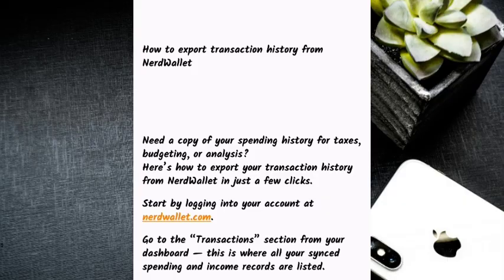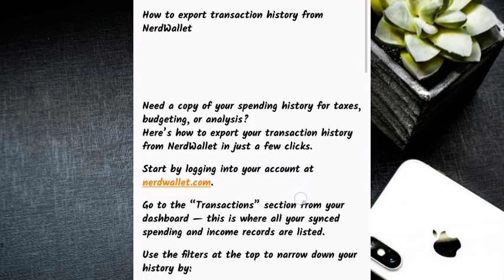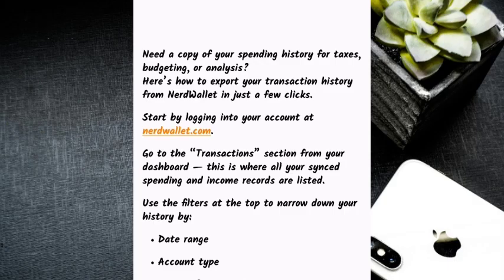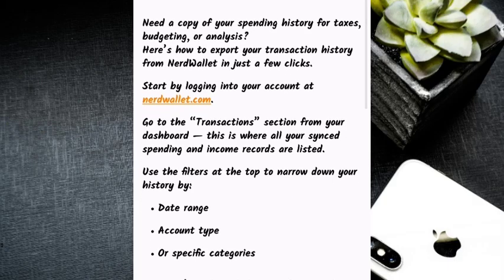Start by logging into your account at nerdwallet.com and then go to the transaction section from your dashboard. This is where all of your synchronized spendings and income records are listed. Use the filter at the top to narrow down your history by date range, account types, or specific categories.